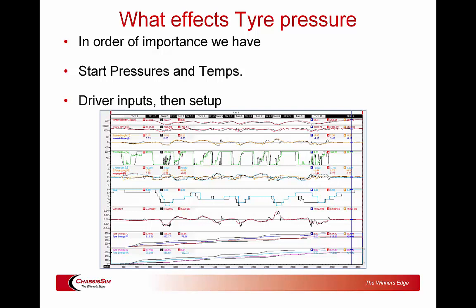Okay, so here it is in terms of order of importance. You have your start pressures and your temps, which you ignore at your peril. Then you've got your driver inputs, then setup. Let me talk about the driver inputs, and in particular, this plot here that shows the comparison of the ChassisSim lap time simulation with a Muppet driving. And this particular Muppet happened to be myself. If we take a look at the bottom traces, this is the used tire energy. The coloured is the lap time simulation. The black is driver in the loop with the Muppet, our car, myself.